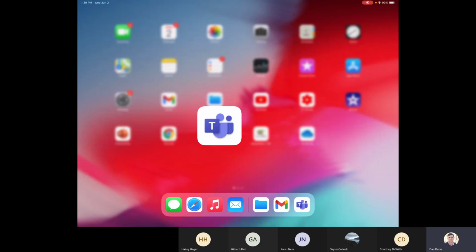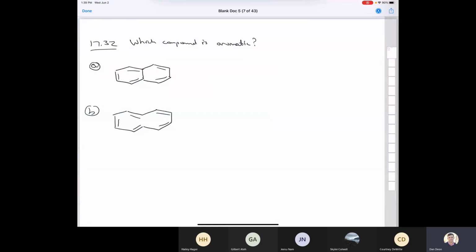Okay, this is a question that comes straight out of our textbook. It simply asks you, which compound is aromatic? So put another way, is this compound aromatic or not? This is called naphthalene.